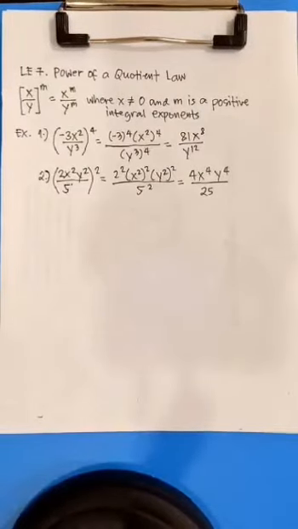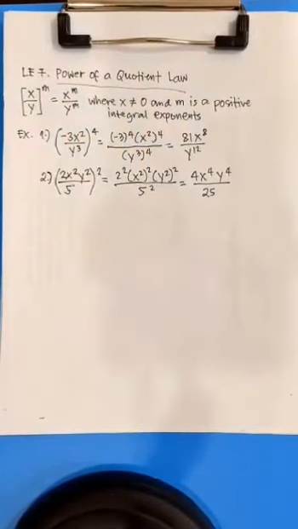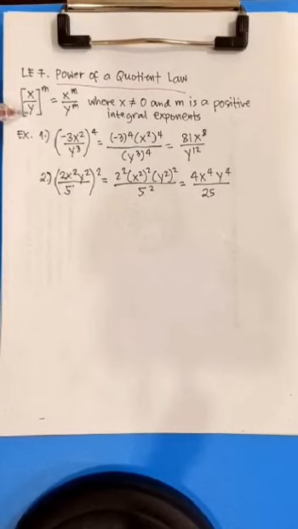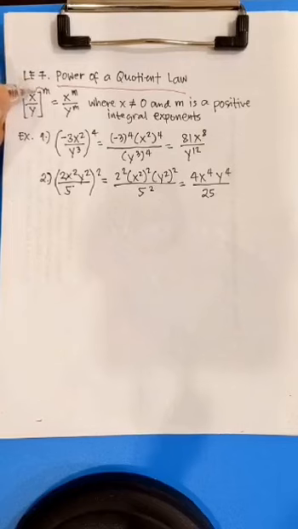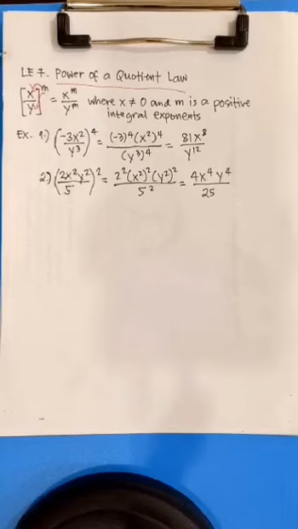Then finally, number 4, you have the power of a quotient law. So you have x over y raised to m. In this law, you need to distribute the exponent to the numerator and the denominator. So therefore, it will be equal to x to the m over y to the m. Again, where x is not equal to 0 and m is a positive integral exponent.